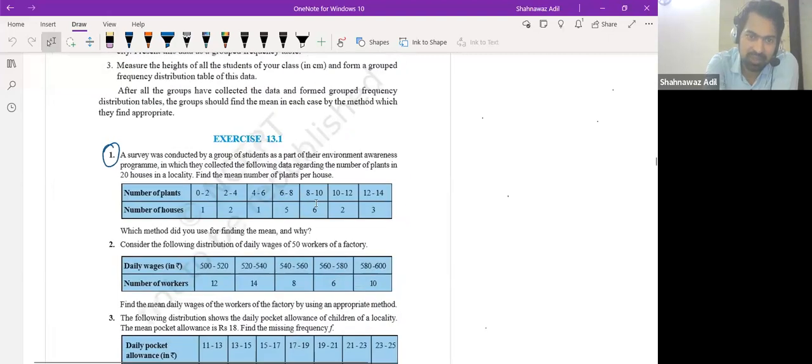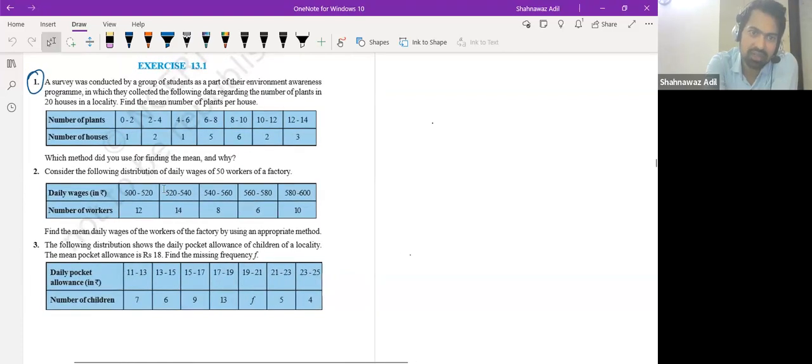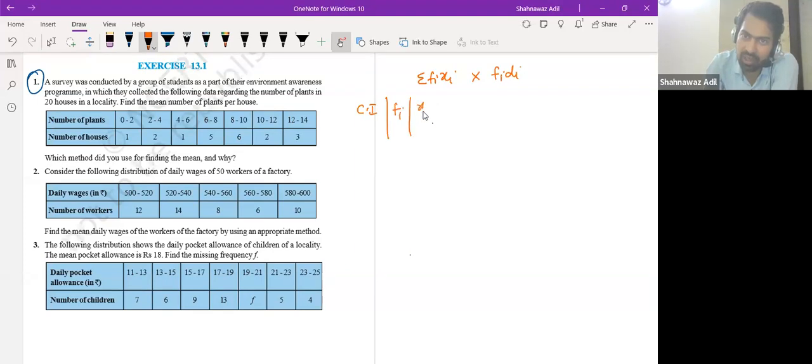Please try this second question and use the step deviation method directly. Don't calculate fi xi, don't calculate fi di. Calculate ci, f, and xi, and directly calculate di, directly calculate ui, and then calculate fi ui. These are the tables that you should make. Please calculate the second question, everyone.